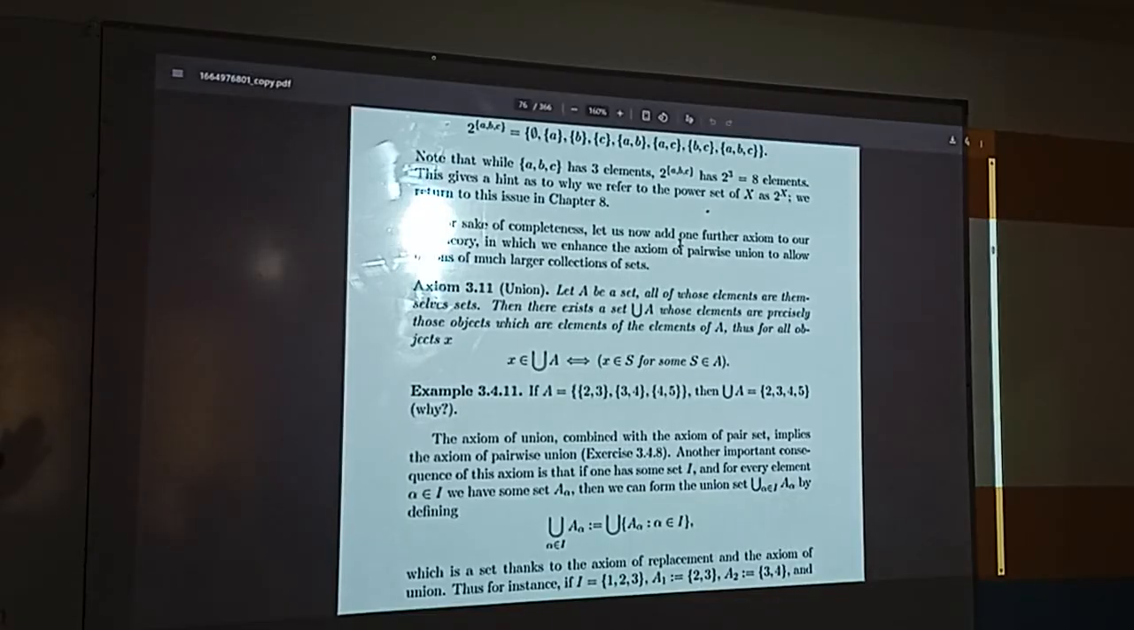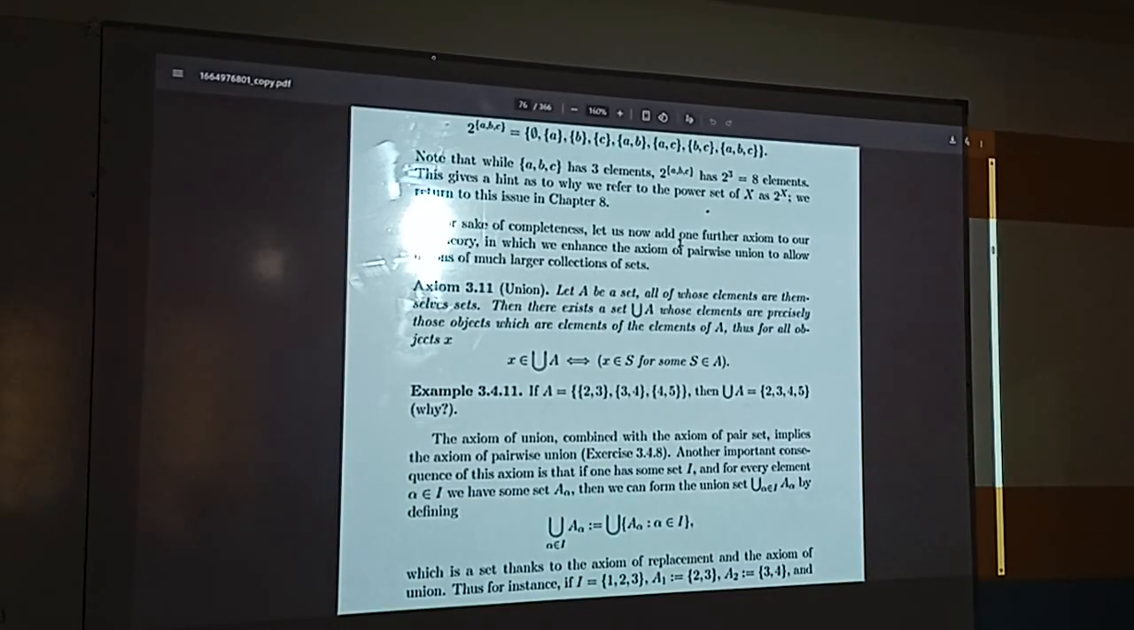Okay, Buddha, it says for the sake of completeness, let us now add one further axiom. This is the axiom of union. I did not read from the paragraph carefully. Let capital A be a set all of whose elements are themselves sets. If you look at every member of capital A, it is itself a set. Then there exists a set, union A, that's how we write it, whose elements are precisely those objects which are elements of A.